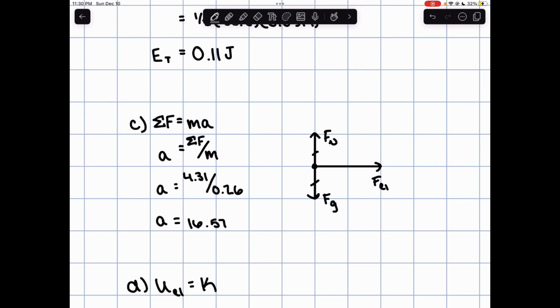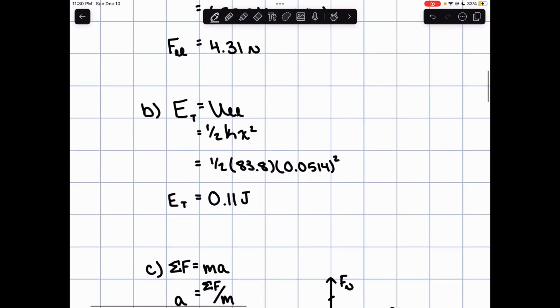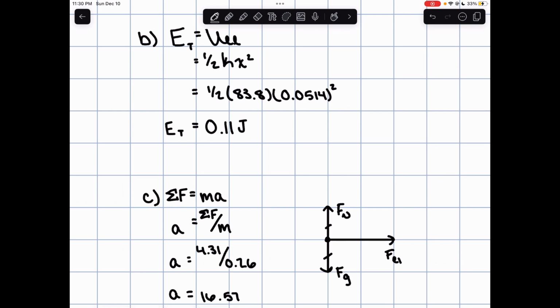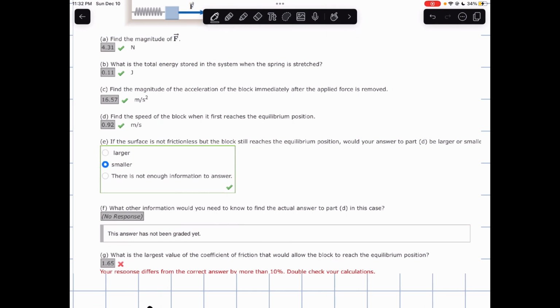So, once we rewrite our equation to solve for acceleration, which is acceleration equals net force over m, we know that the only force causing a motion is the elastic force, which we solved for in part A of 4.31 newtons. So we can plug in 4.31 newtons for net force, and we can divide by the mass given of 0.26 kilograms to get an acceleration of 16.57 meters per second squared. Now let's take a look at part D.